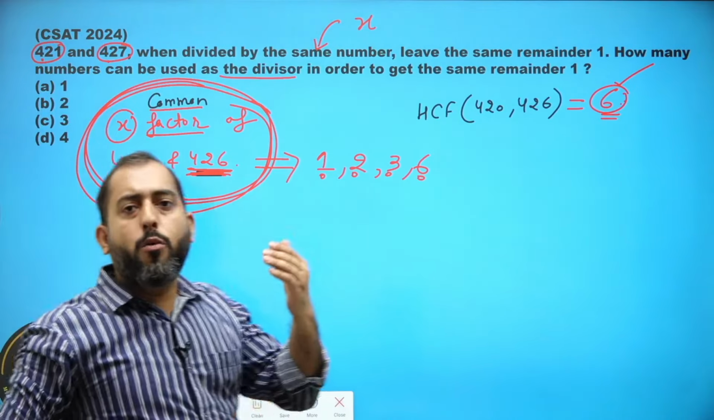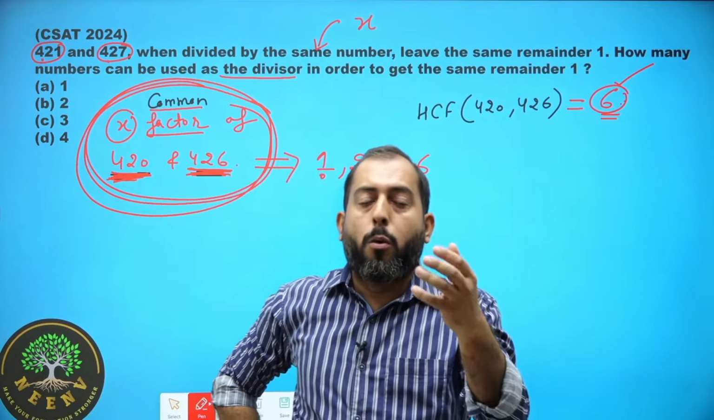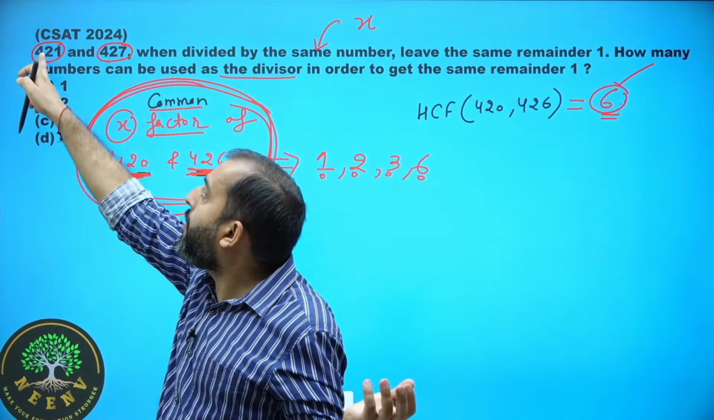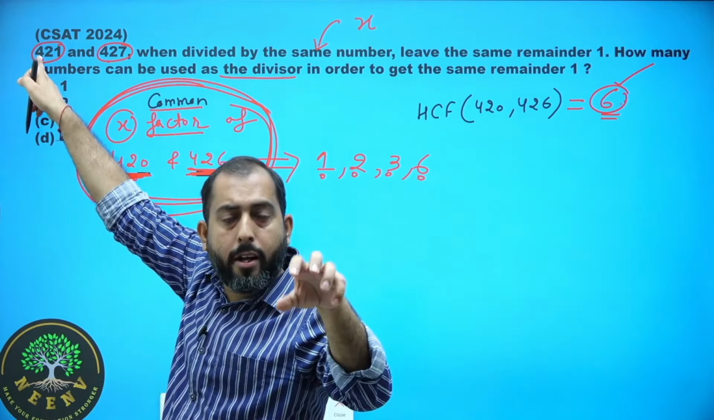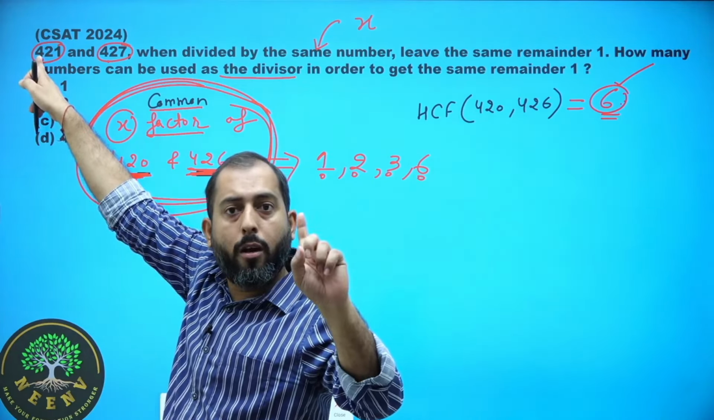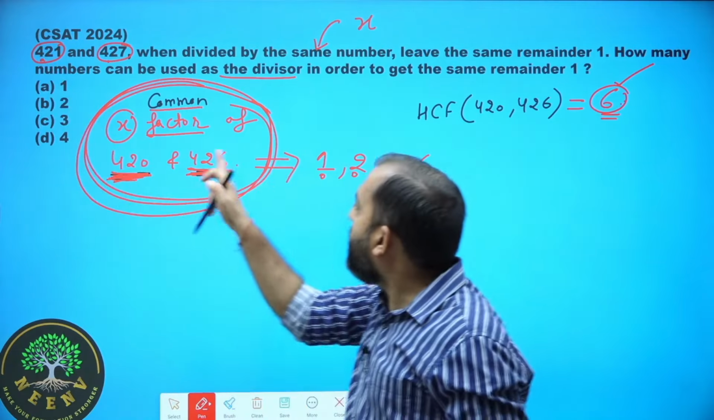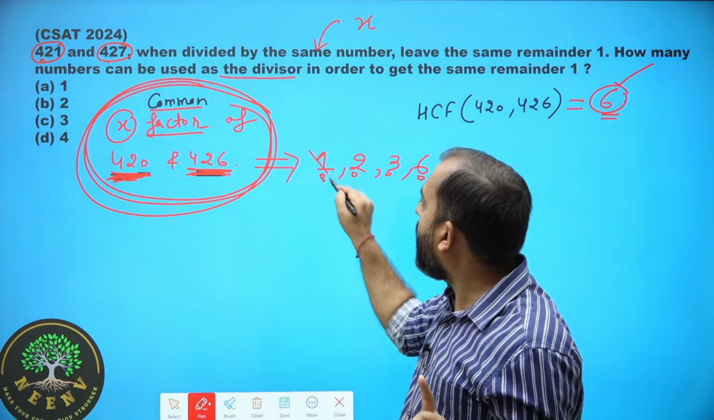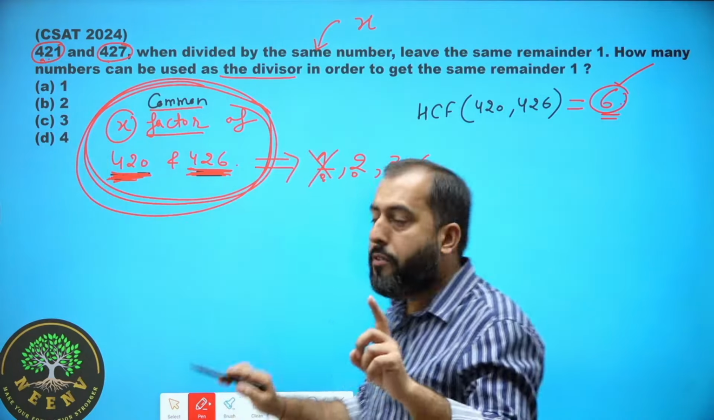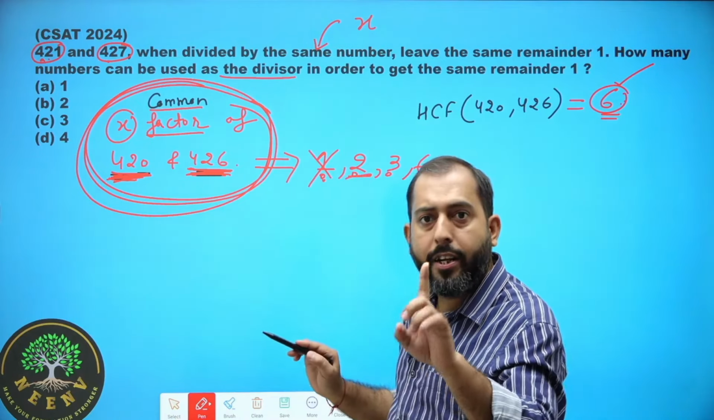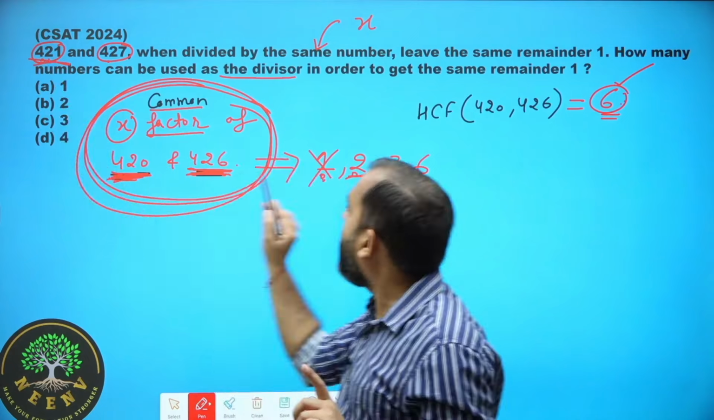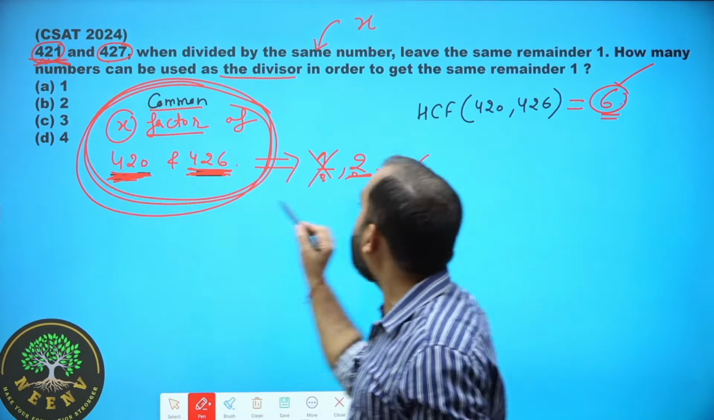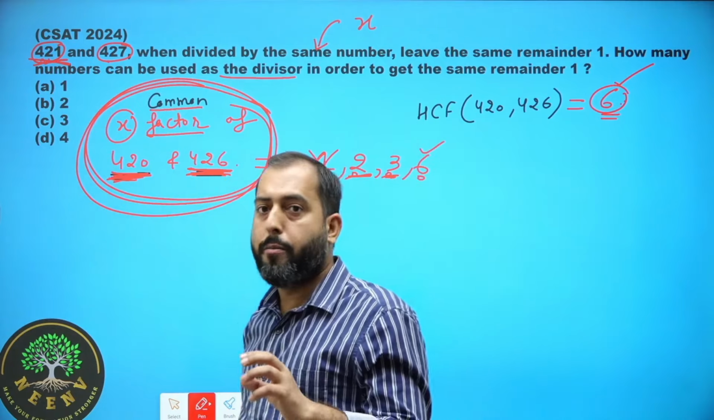So basically we are looking for that number such that if we divide 421 by it, the remainder obtained should be 1. So 421 when divided by 1 will not produce remainder 1, so we will discard it. Now 421 when divided by 2, the remainder will definitely be 1. 421 when divided by 3, remainder will definitely be 1. And 421 when divided by 6, remainder will definitely be 1.